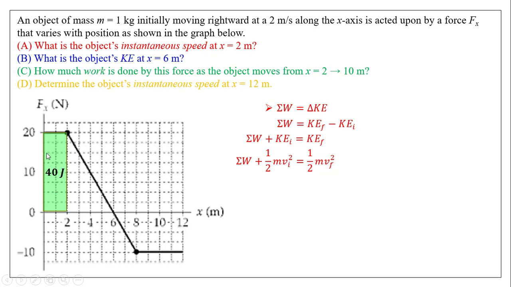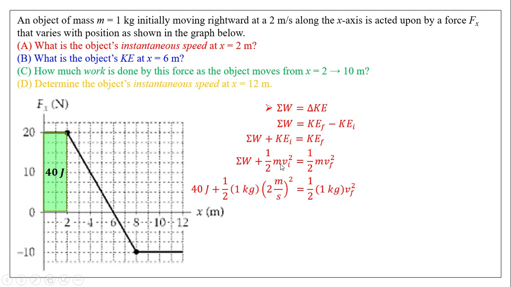The area beneath an F of x graph tells you the work done on the system. So here, keep that in mind. The work done on the system for the first 2 meters is 40 joules. So here, net work is going to equal 40, and then I have everything else. So net work, I'm going to replace with 40 joules.